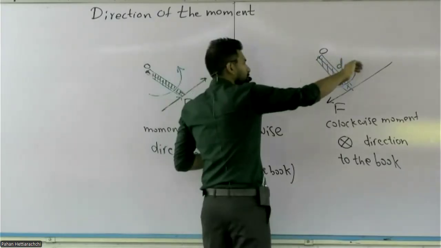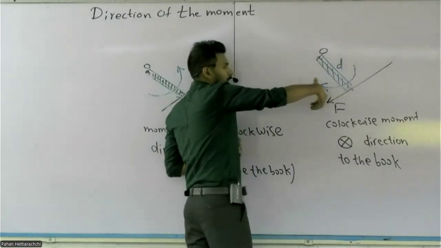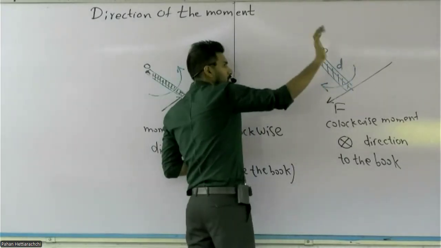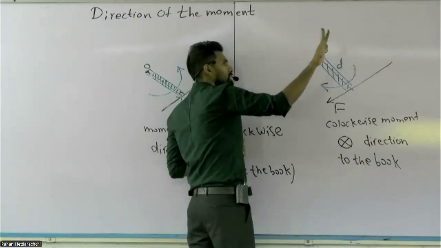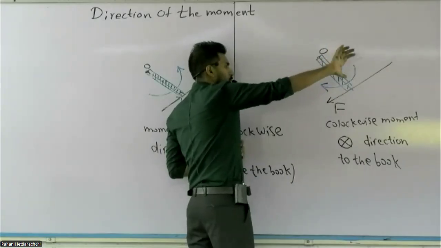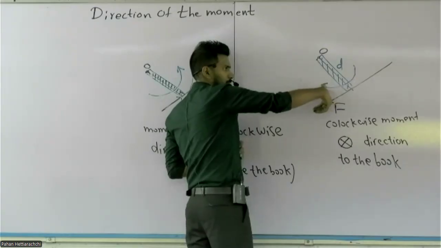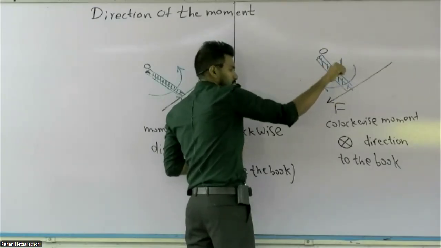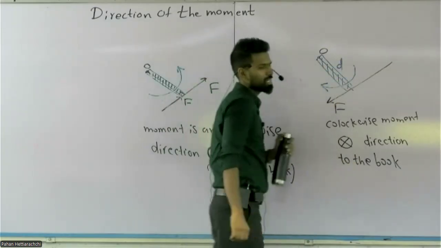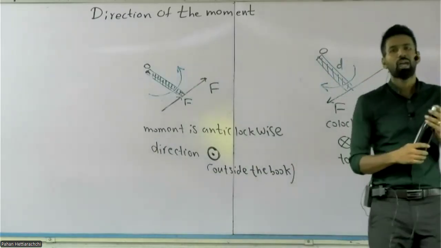Align your other fingers with the rotation. Keep the thumb perpendicular to them in your right hand. It will give the direction of the moment. Why is that? This rule is known as the right hand screw rule.